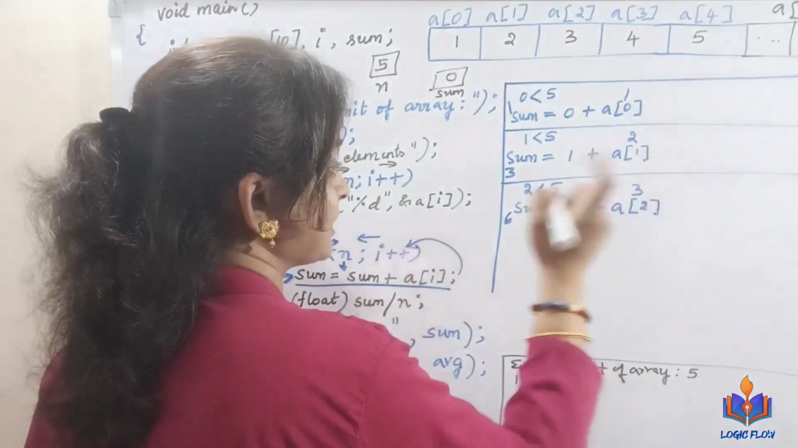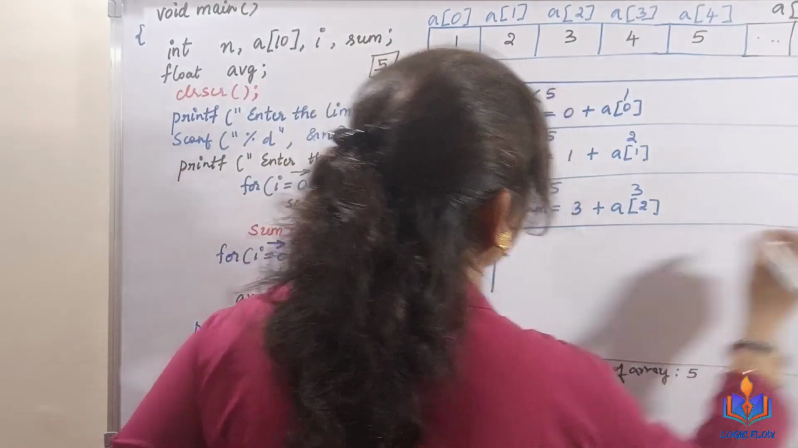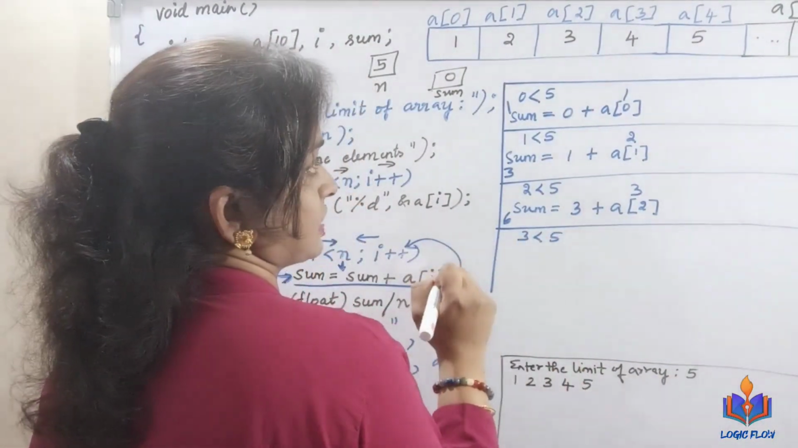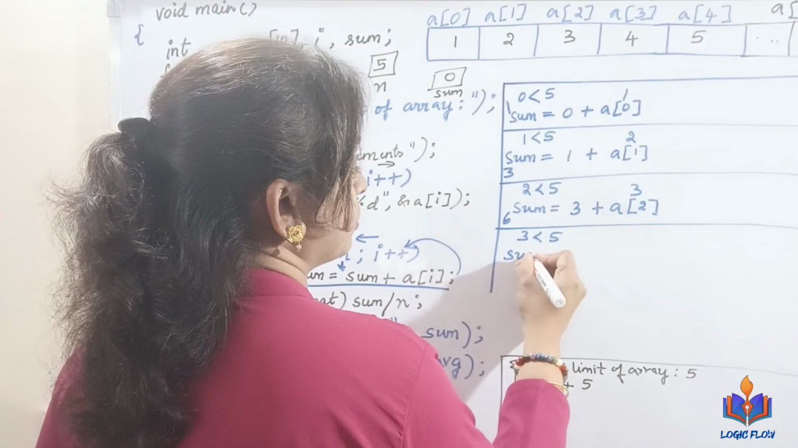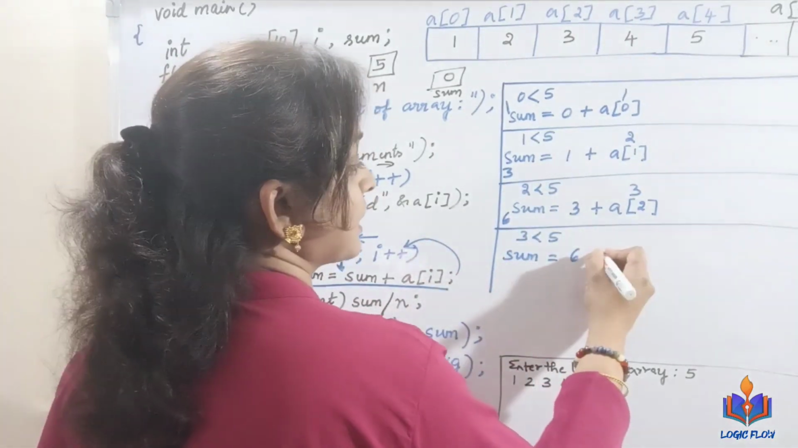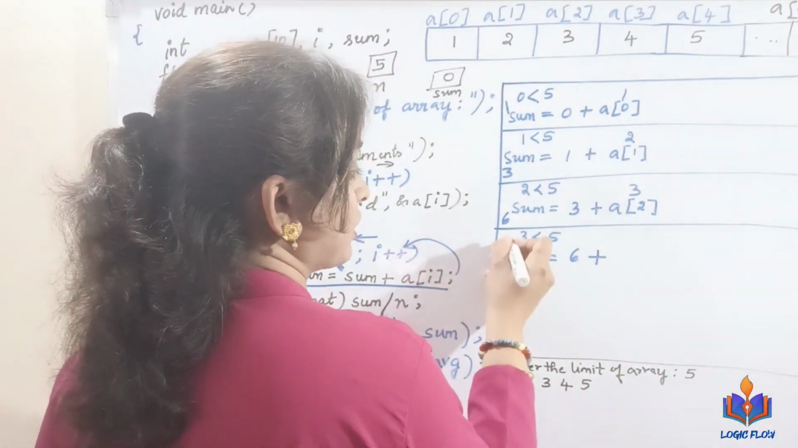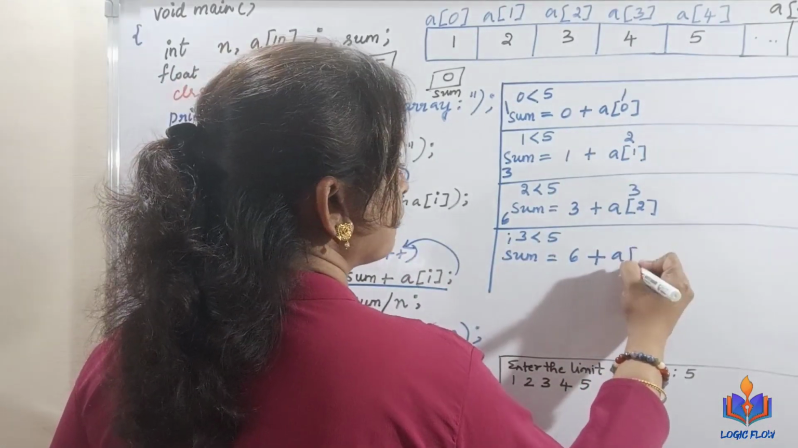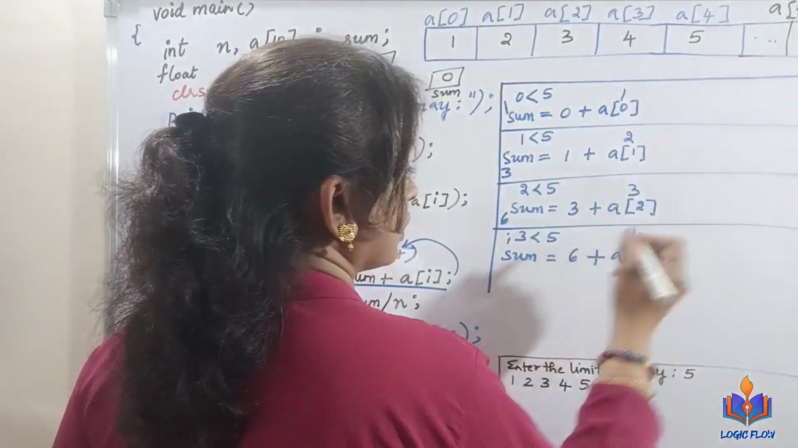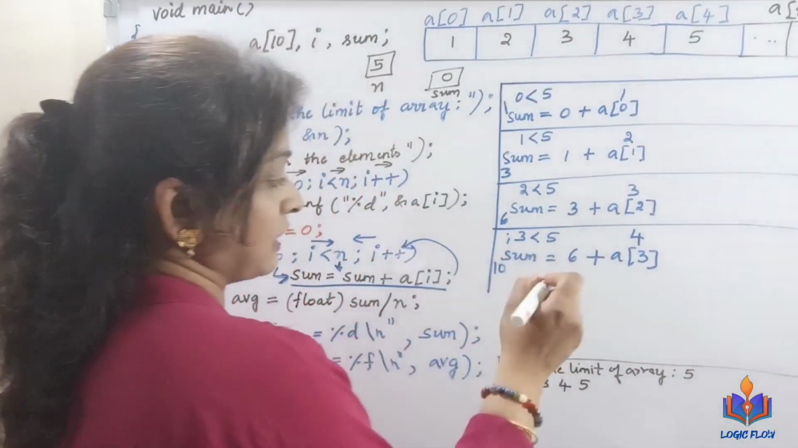It is 6. Then again look back. i becomes 3. Is 3 less than 5? Yes. Then sum equal to sum plus a of i. The previous iteration sum value is 6. So a of 3. What is a of 3? It is 4. So 6 plus 4, it is 10.